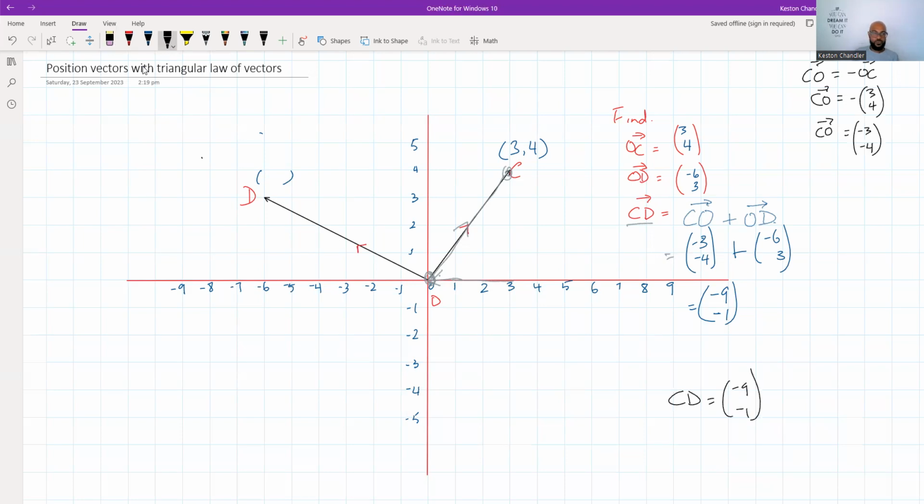And look, we could check it too, right? How could we check it? How many times are we moving? Because CD is going in this direction here. Down. It's going down 1, so that's why this is a -1. I'm going to the left. How many times to the left? 1, 2, 3, 4, 5, 6, 7, 8, 9 times 3 there. So CD is -9, -1. That's it. So we wrap up with that.